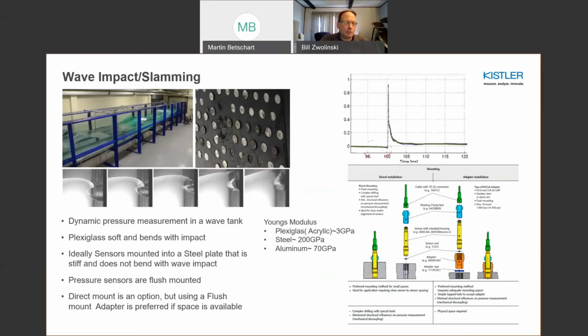This is direct mounted sensors, but there's also options for adapters, which you can basically use instead of a direct mount, but usually you need more room or more separation between sensors to use one of these adapters that you see here. And certainly this is an example of a very fast transient wave. When you do wave impact or slamming, you see something that looks like this curve, time versus amplitude.